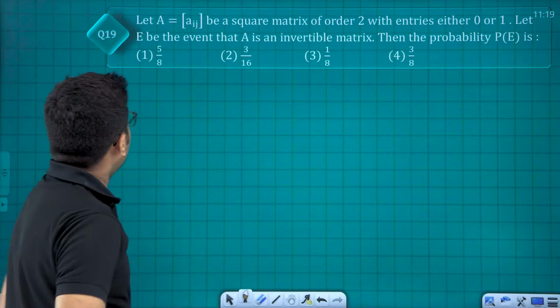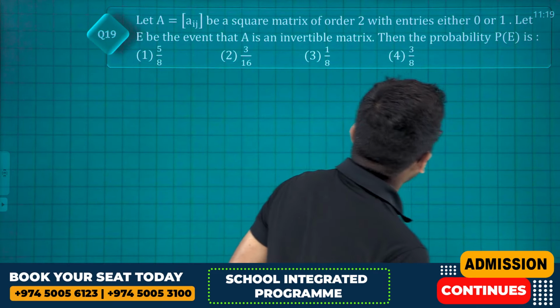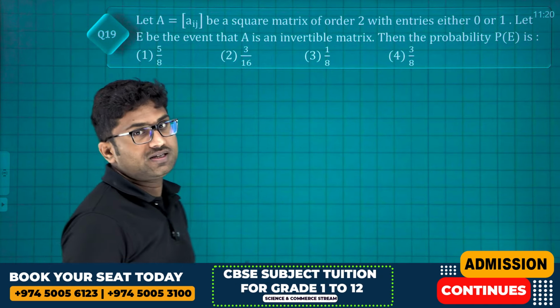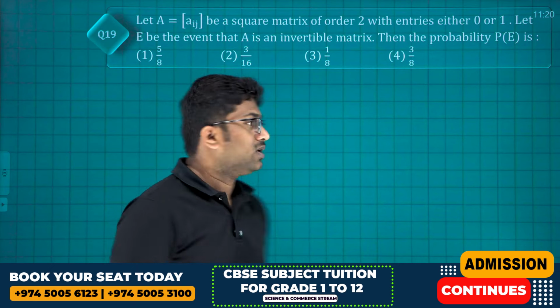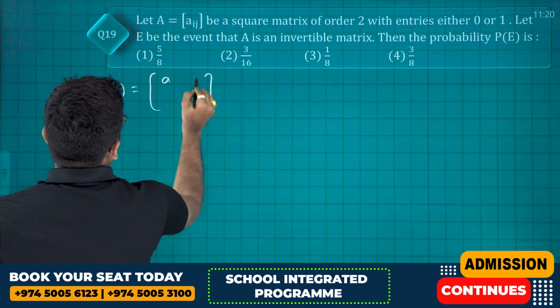Next question. Let A equals a_ij be a square matrix of order 2 with entries either 0 or 1. The number of 2 by 2 matrices we get with entries 0 or 1, that means let A equals [A, B; C, D].